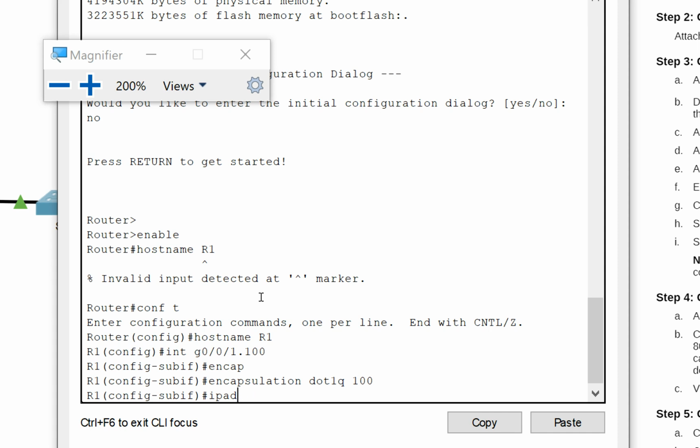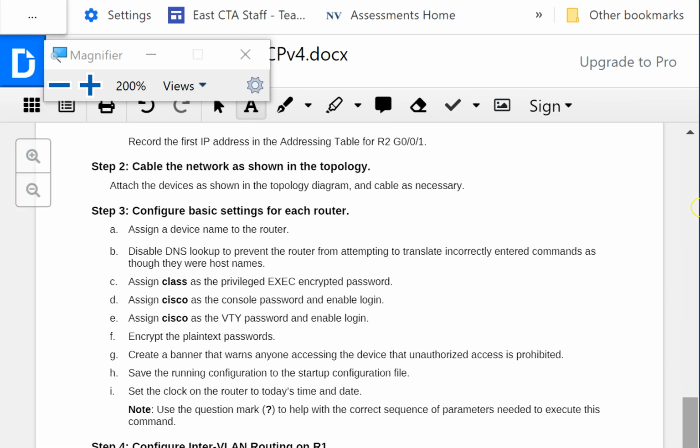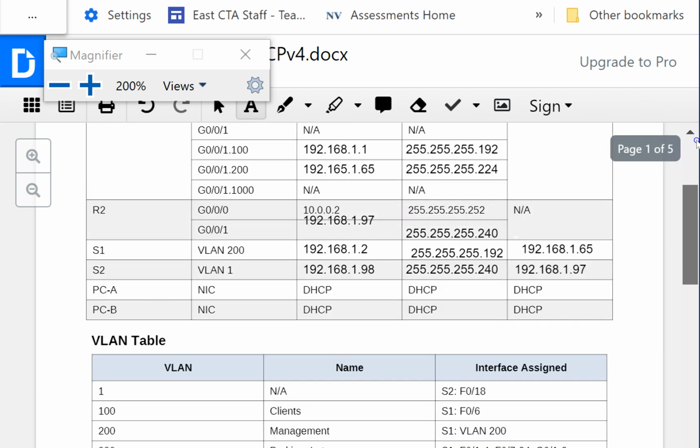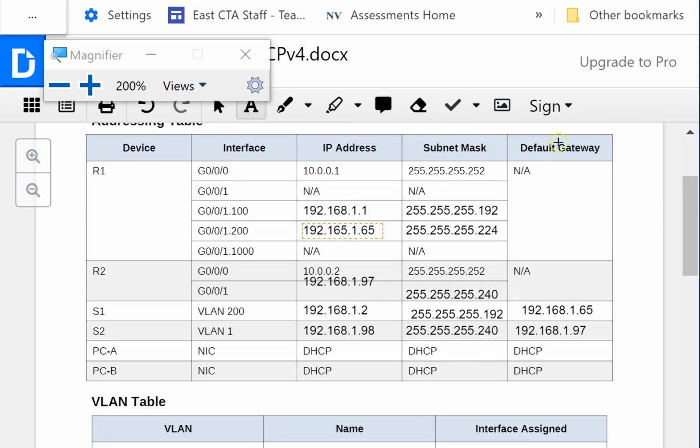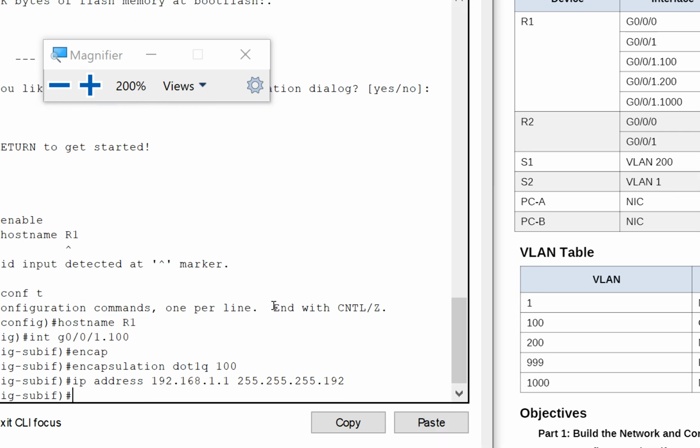IP address. Oops, no space there. IP address 192.168.1.1, 255.255.255.192 if I'm not mistaken. You guys should never go by memory. I'm just telling you right now. But I'm not you guys. Psych. You can always make a mistake. So just make sure, trust yourself, but verify what you're supposed to do. Okay? So 192.168 that. Enter. We're done with that one.